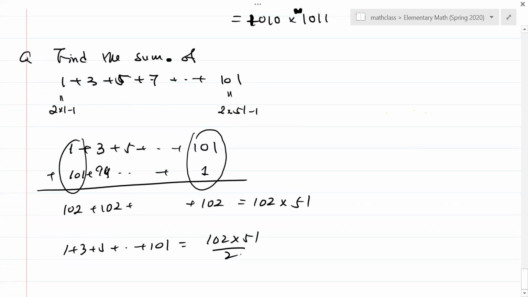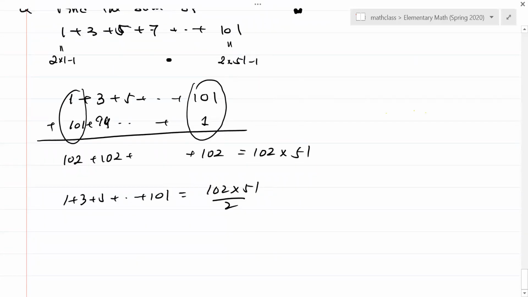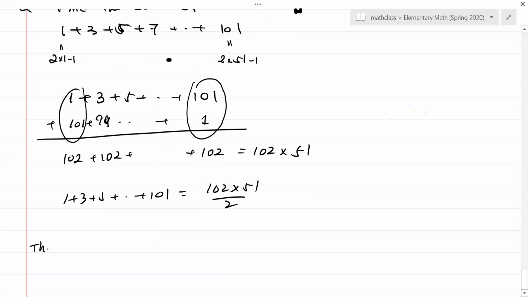Okay, so let's try to figure out the formula. If this is a sequence increased by a fixed number, we call it an arithmetic sequence. How do you find the sum? Based on our above observation, the sum is going to be the average value times the number of terms. This is the average value: the first term plus last term divided by 2.